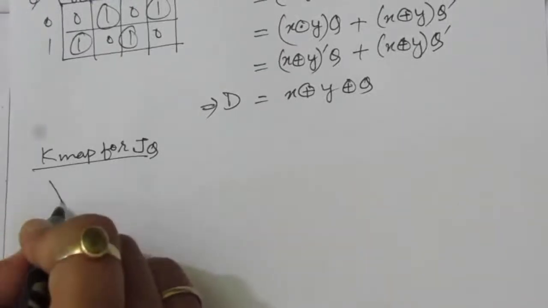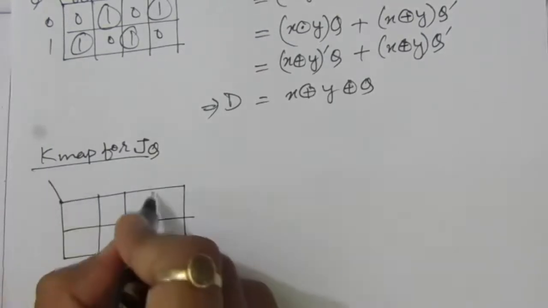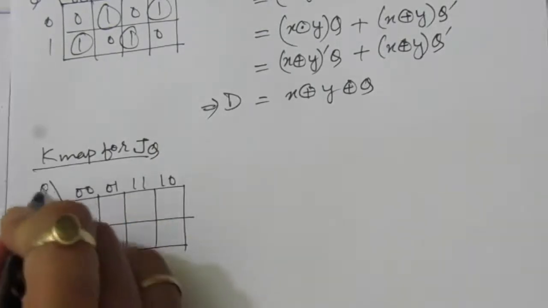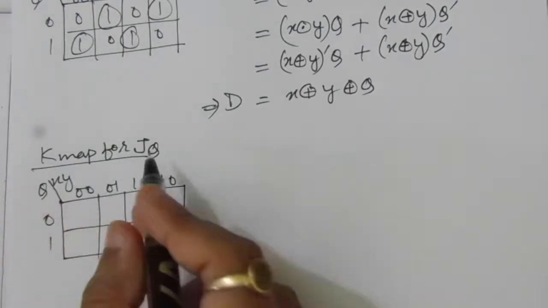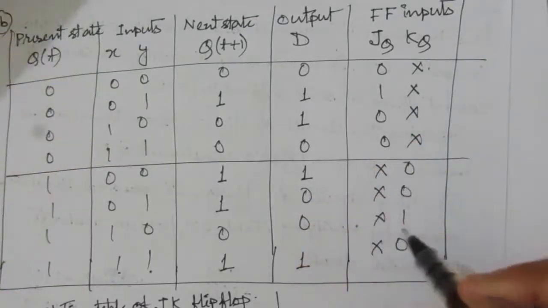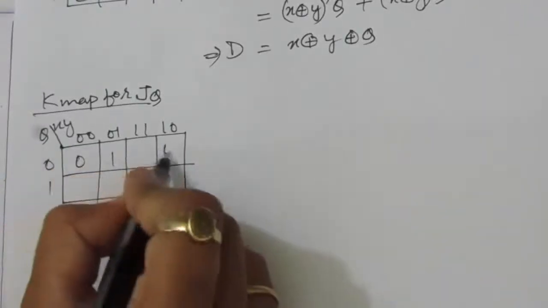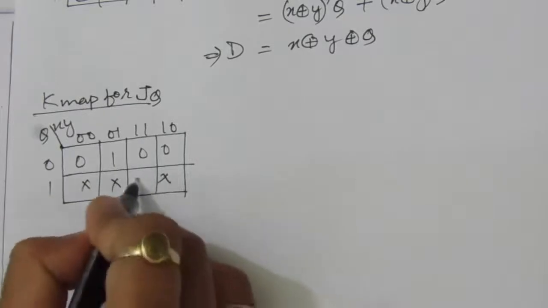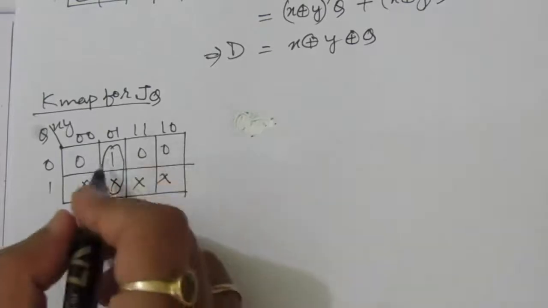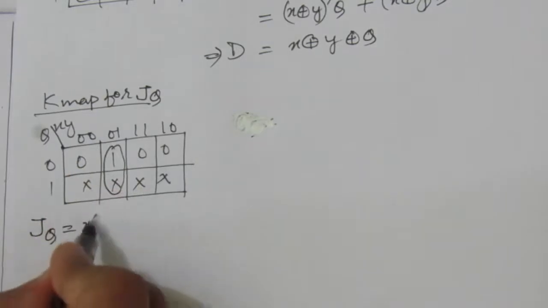So here we'll have a three variable map: 0 0 0 1 1 1 1 0 0 1 for q x y. Now we have to put the values of JQ here. So JQ is 0 1 0 0, don't care, don't care, don't care, don't care. So here we'll have 0 1 0 0, don't care, don't care, don't care, don't care condition. So this will be the one term. So from this combination we'll get JQ is equal to x bar y.